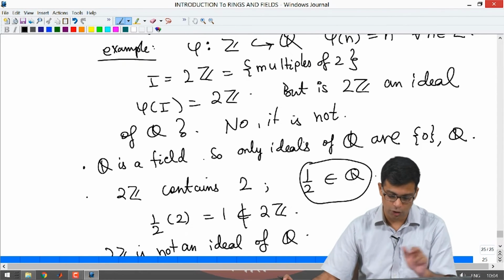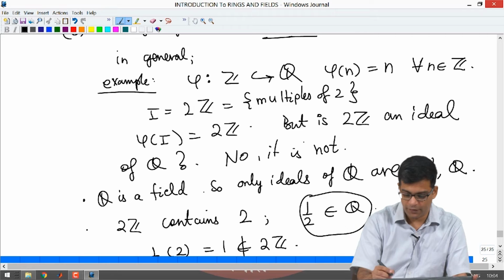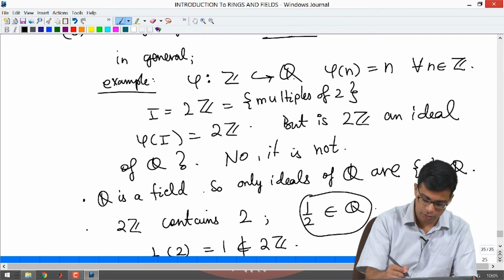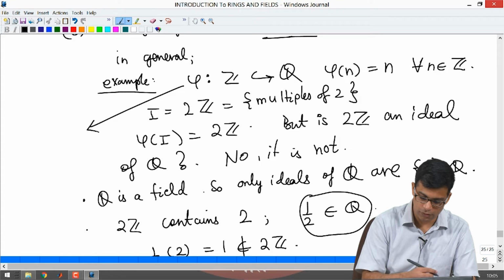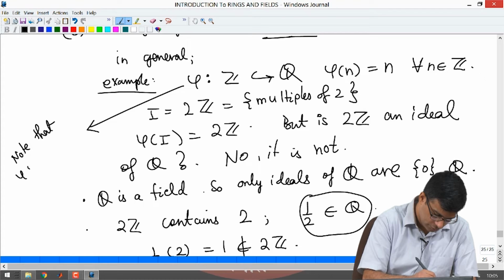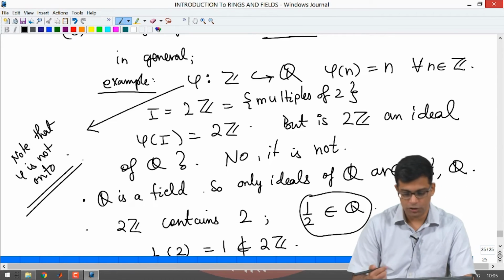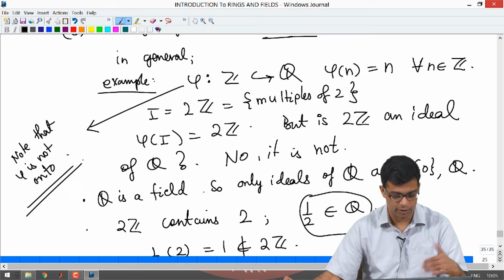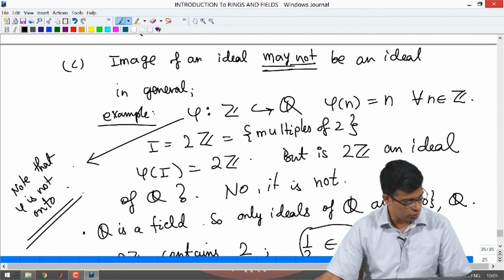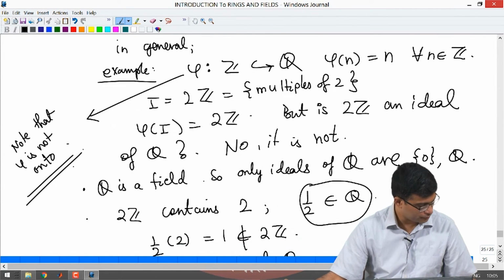Here of course the map is not onto, right. The function from Z to Q is not an onto function. There are lots of rational numbers which are not images of this map. So note that, of course, if it is onto, we have shown in the earlier part that the image of an ideal is an ideal, but if it is not onto, it need not be, as this example shows.